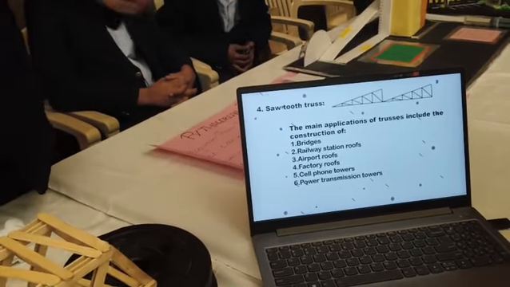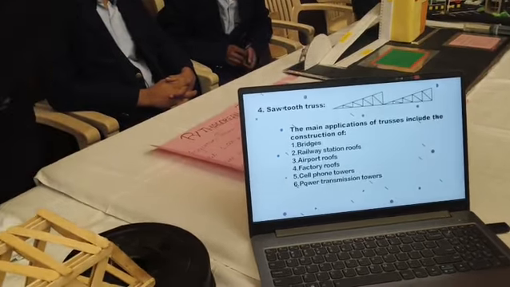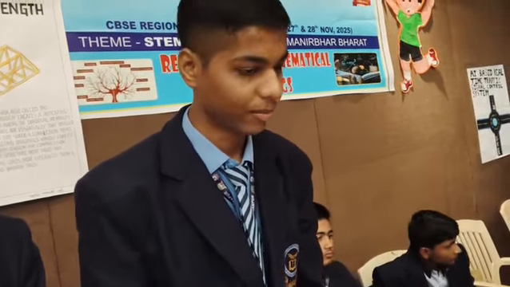Some other applications of these are railway station roofs, stadium roofs, factory roofs, and telephone towers. Like you may have seen when a stadium is constructed, for the roof of the seating area, nowadays they support it from the back of the stage and not from the front, just to avoid blocking the view of the audience. So from that structure there are triangles inside it.